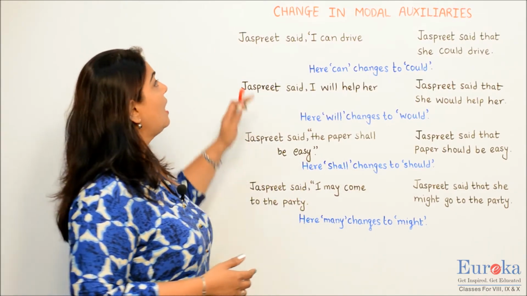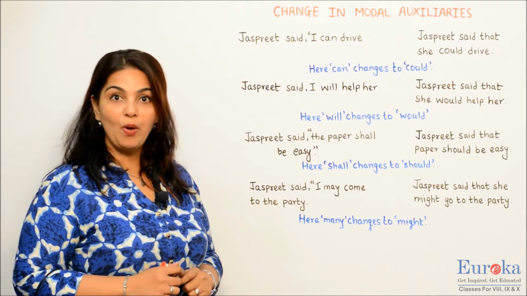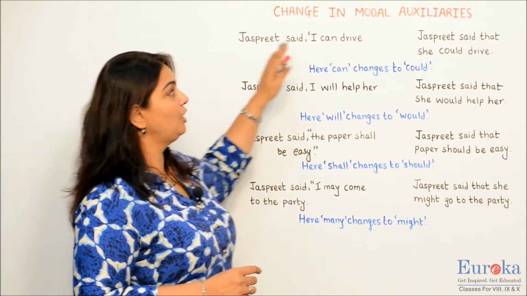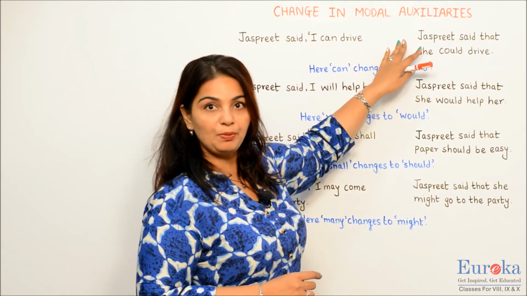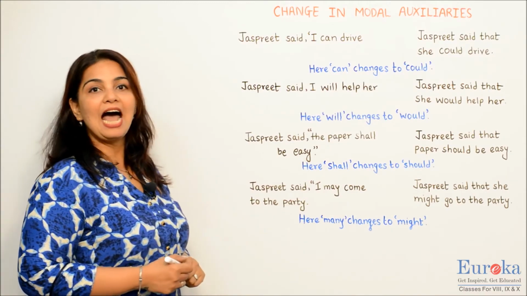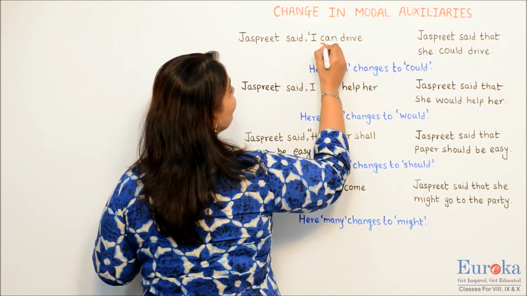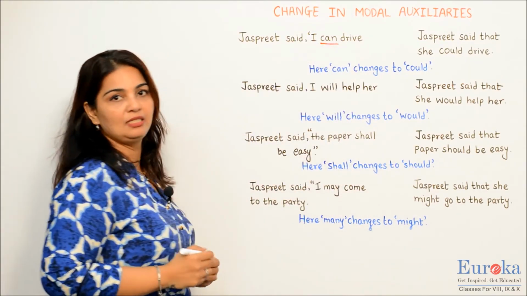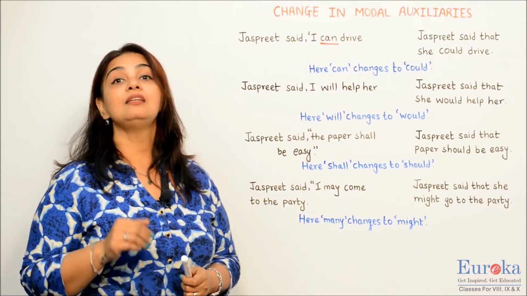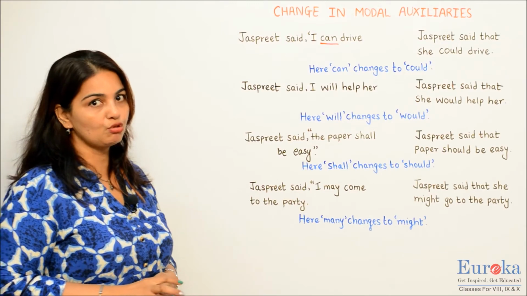So, let's see how these modal auxiliaries change their form when the sentence is changed from a direct speech into an indirect speech. So, let's look at the first one. Jaspreet said, I can drive. Now, over here, can is an ability. That means it tells us that she can still drive whatever vehicle that she is used to.